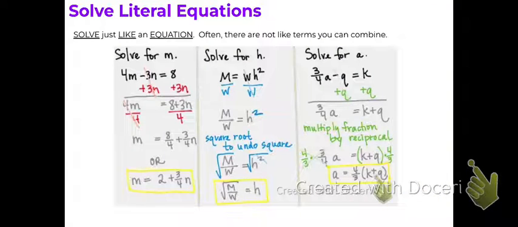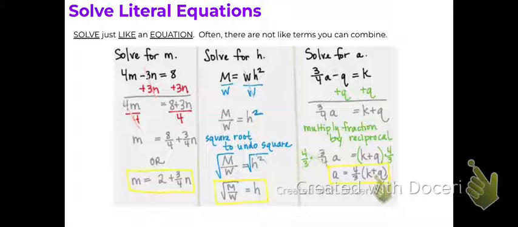Next, literal equations. These are equations that have a lot of variables. You solve them the same way that you solve a regular equation. You're moving things to the other side of the equal sign by doing the opposite, the inverse operations. So if you look at the first one here, if I want to solve for m, I first am moving what's added to that or subtracted. Always undo what's added or subtracted first.